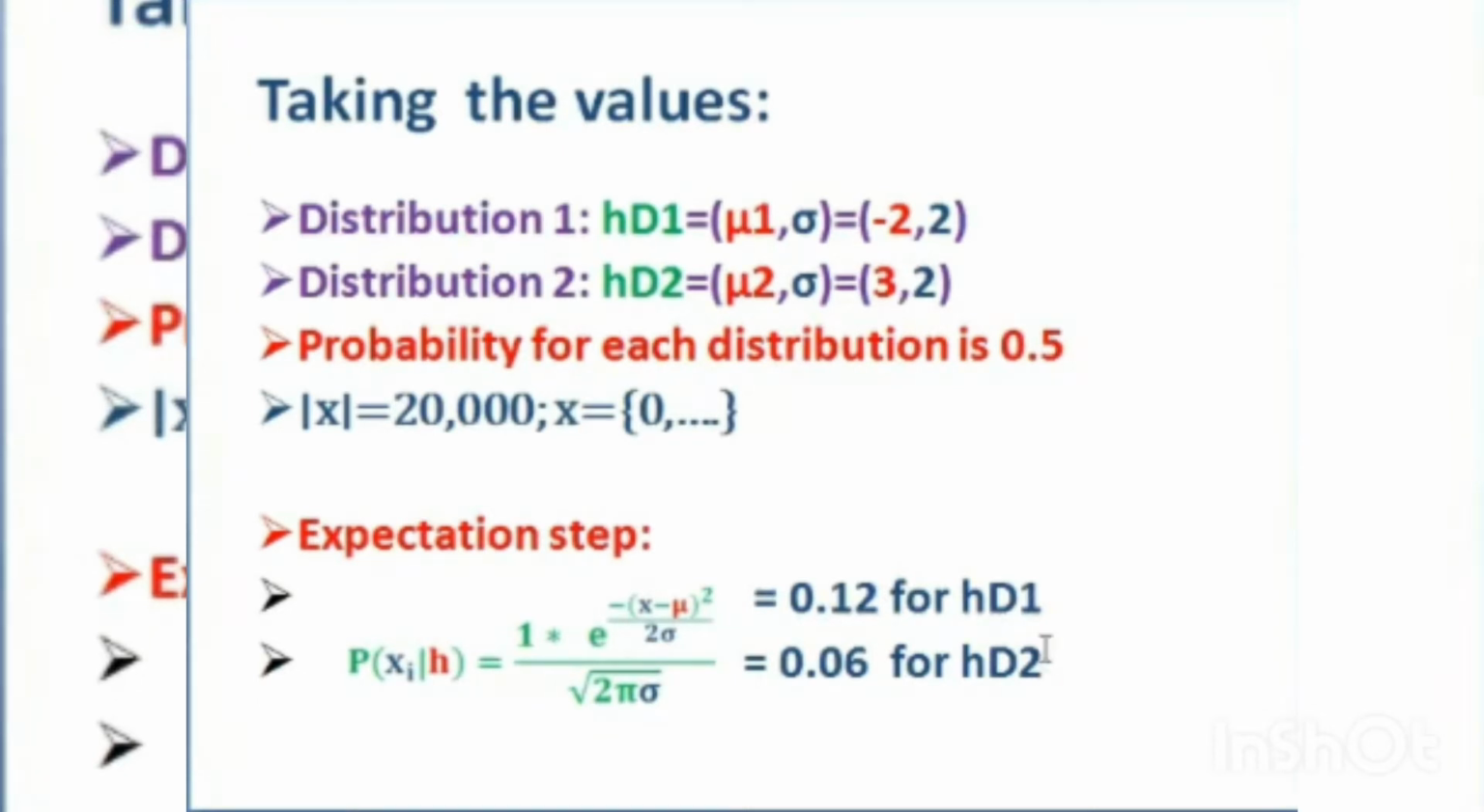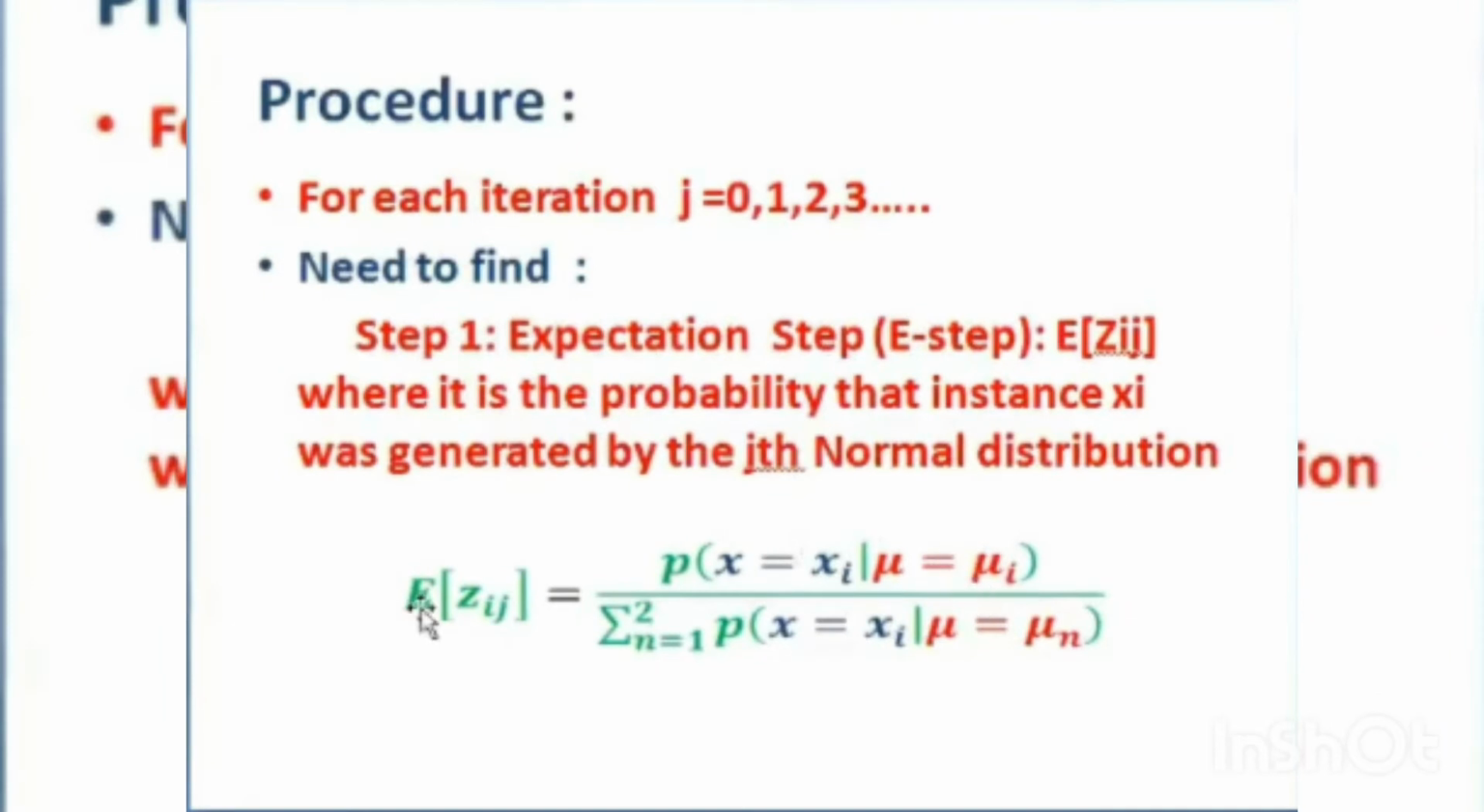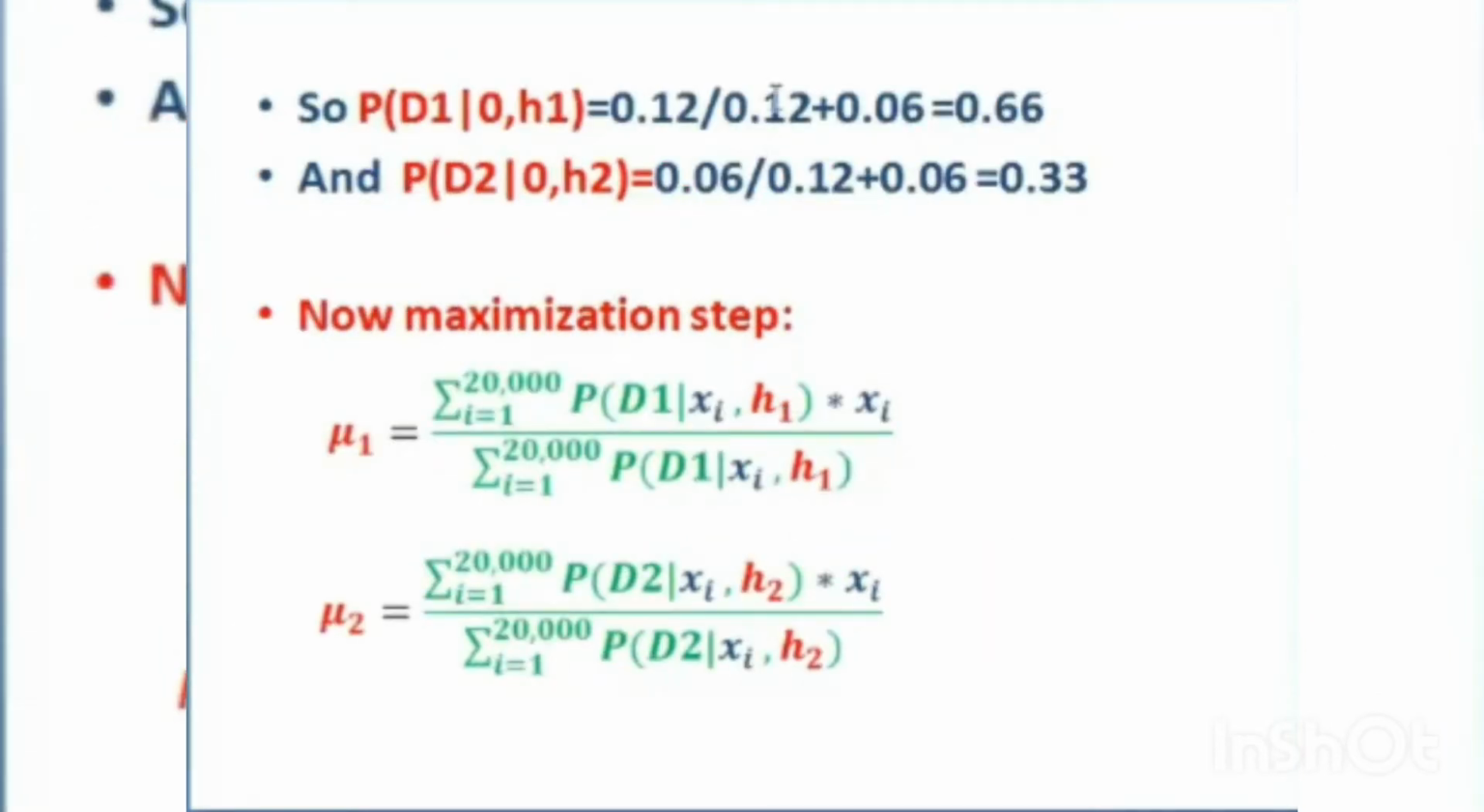Got it? So we have two values now. These are the probability values here, and then go for the next step. This is the next step. What we observe here, we need to find out the probability of the total, that is, expectation is calculated here, isn't it? So this is the expectation step. What we are doing, this formula is substituted here. Got it?